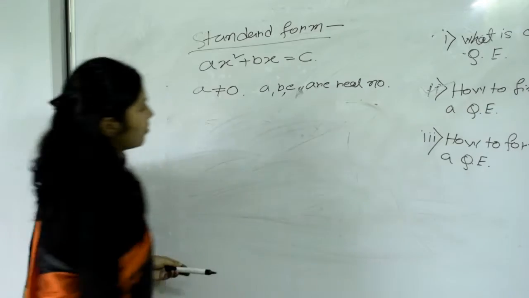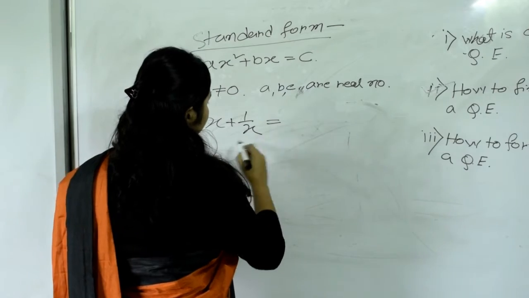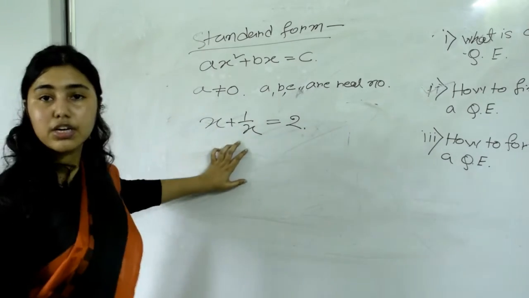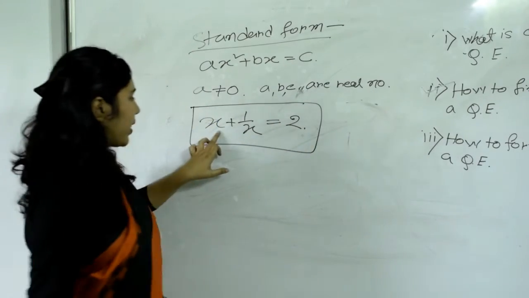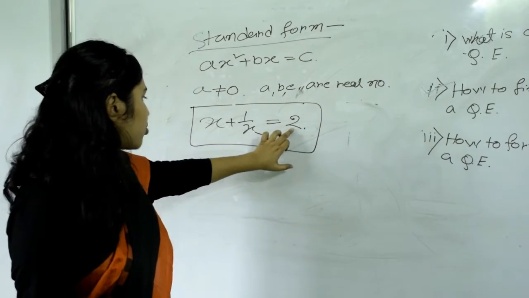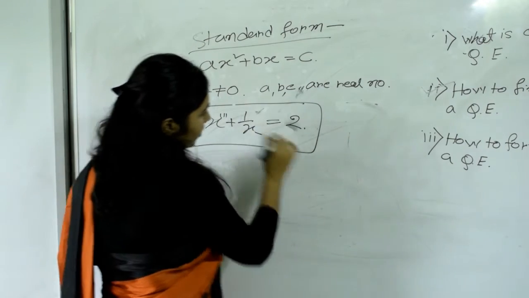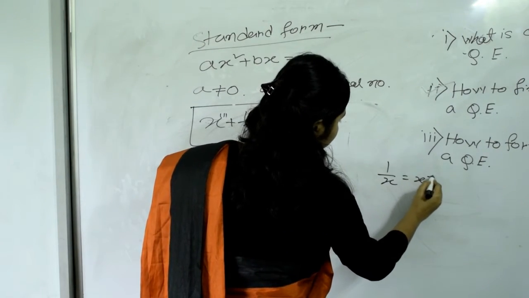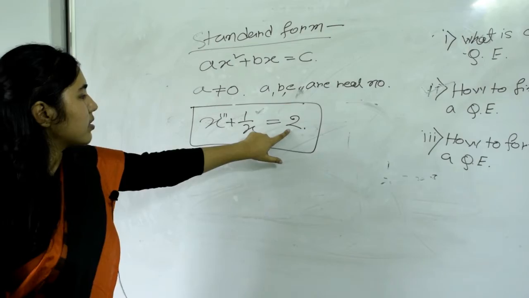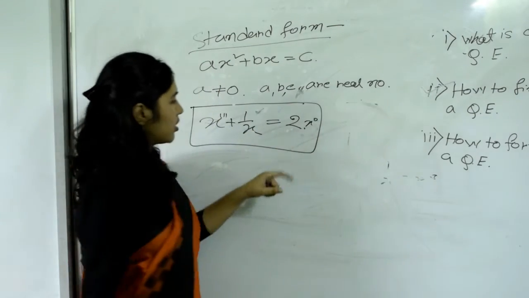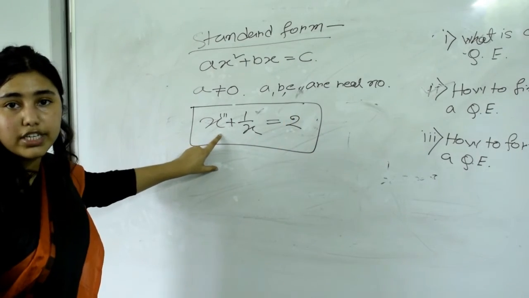Now, tell me, x plus 1 by x is equals to, suppose 2. Is this a quadratic equation or not? Look at this expression. We have x plus 1 by x is equals to 2. So the power of x is 1 and here the power of x is minus 1, right? Because we know that 1 by x is equals to x to the power minus 1. And the coefficient of x to the power 0 is 2. But you can't say is this a quadratic equation or not.